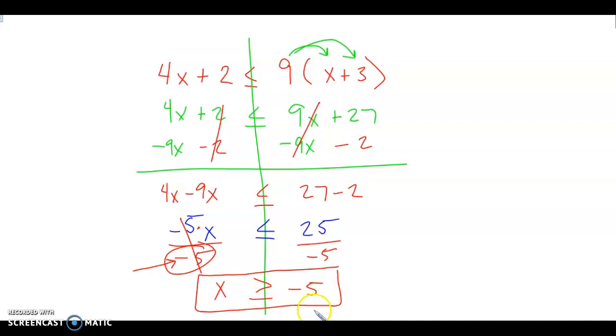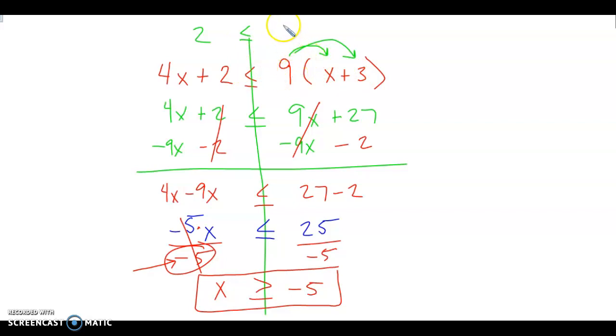Now, how do we check this? Well, we take a number that's greater than or equal to negative 5 and we plug it into our original equation and see if it works. So, what's a number greater than negative 5? Well, 0 is greater than negative 5, right? So, let's plug in 0. 4 times 0 is 0. 0 plus 2, well, that's easy, 2. And then we keep our sign here, less than or equal to. And then 0 plus 3 is 3.